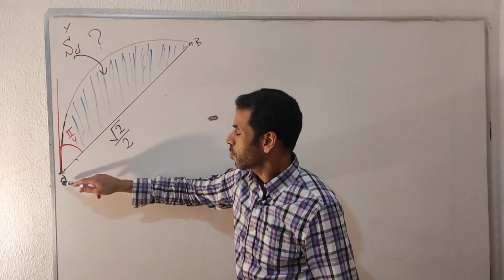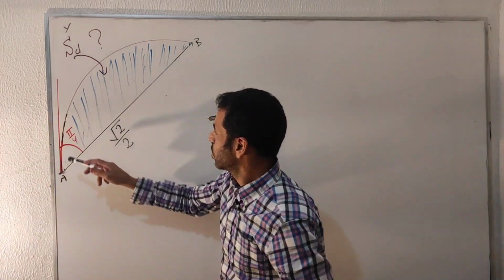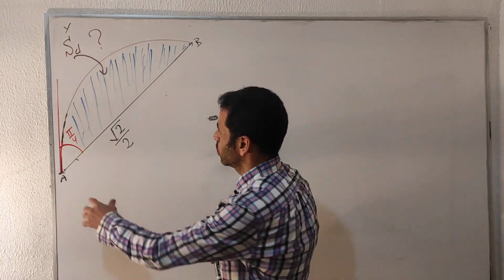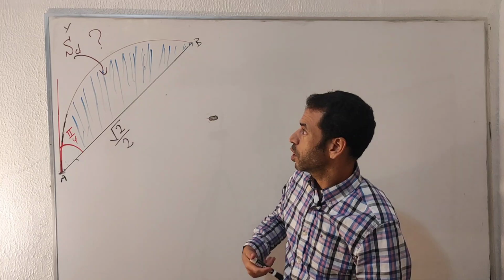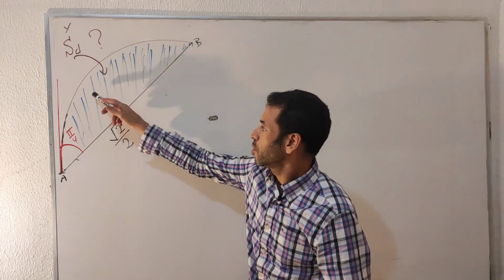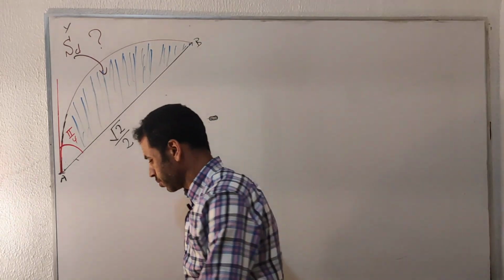From the point A we draw the tangent line here, making an angle of pi over 4 between this line and this line. The question: we are going to evaluate the area of the shaded region. Let's go through this one.